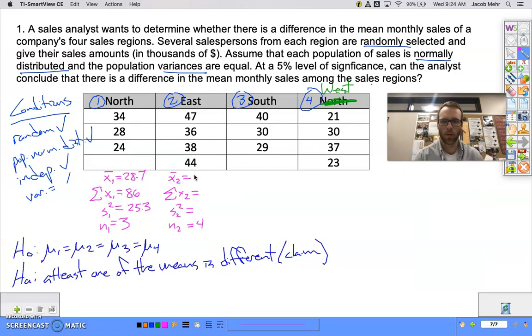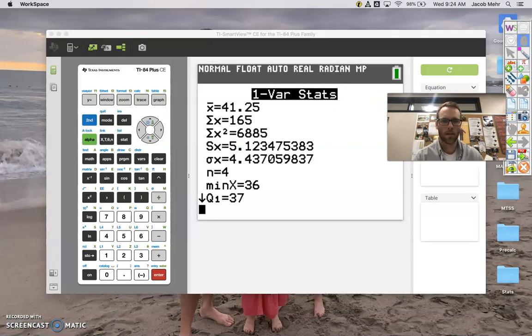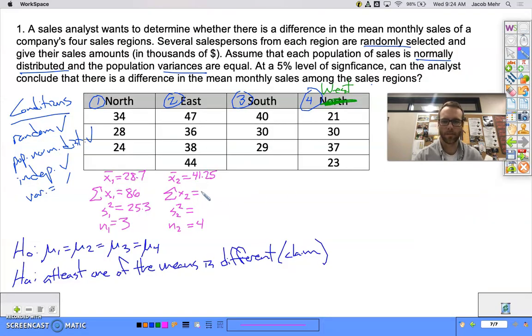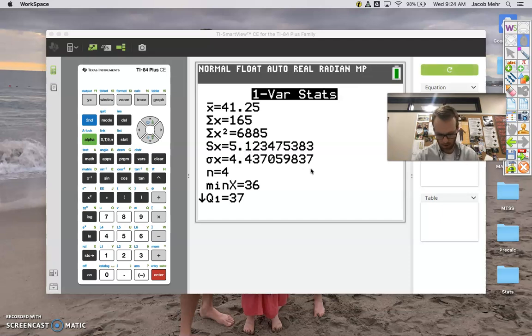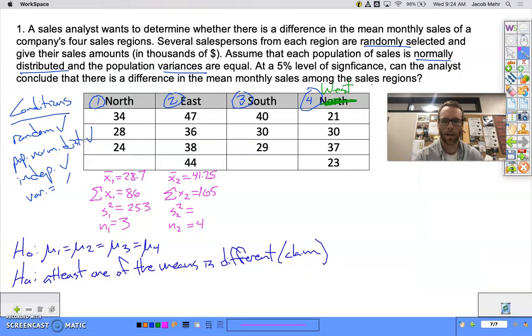So 41.25. Sum of the X's was 165. Our variance, well, our standard deviation is 5.123475383. So when I square that, I get 26.25. Let's call that, we'll just say that's 26.3.